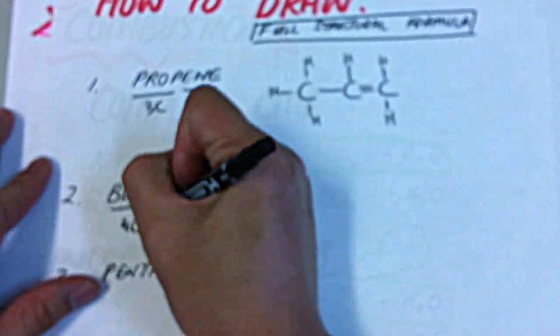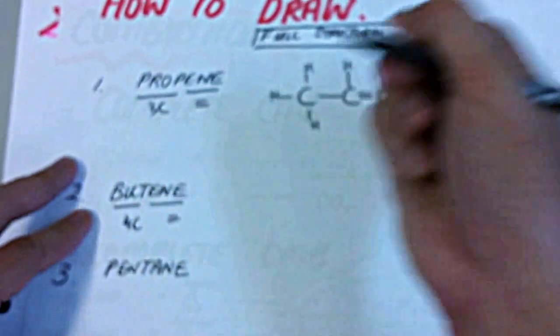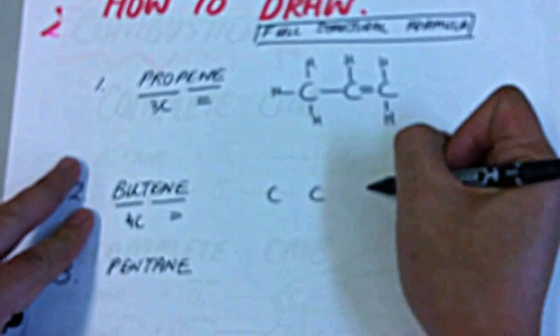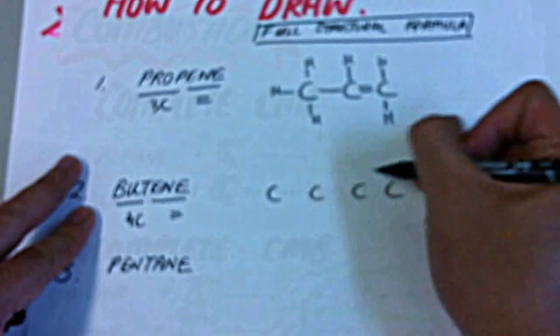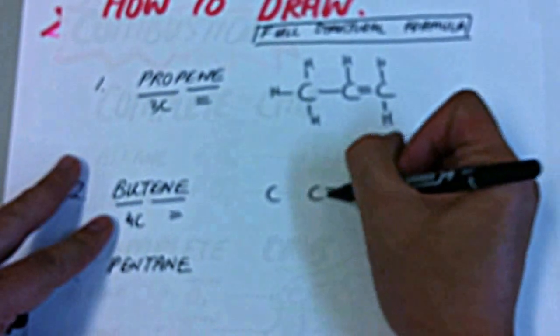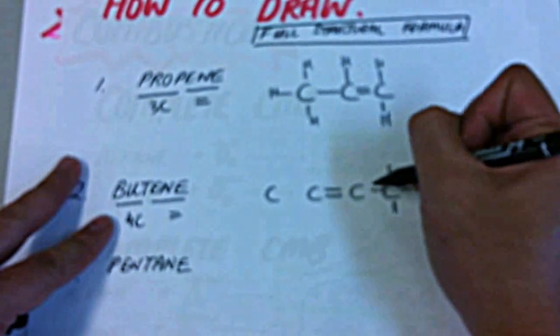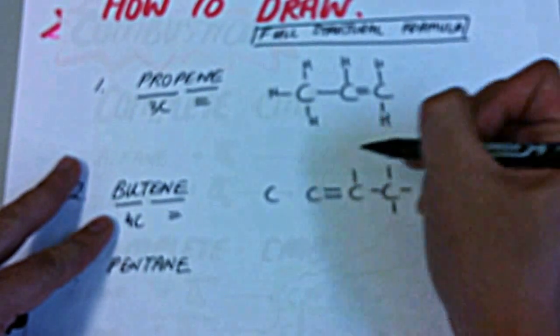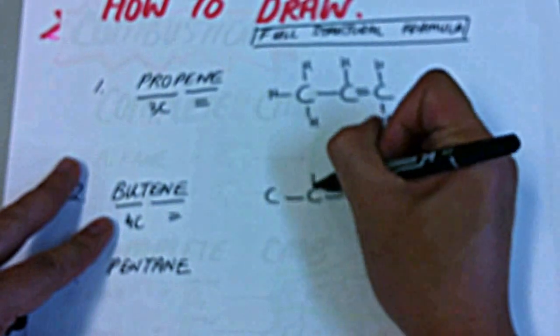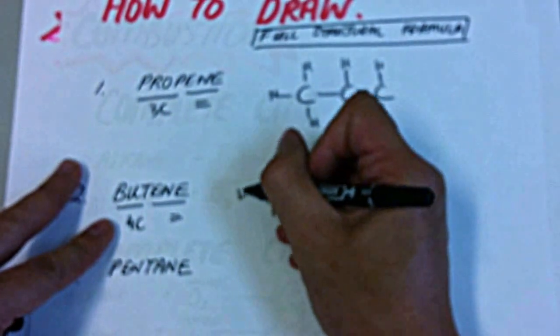Butene. But is 4. Ene is a double bond. So 1, 2, 3, 4. I will decide to put the double bond here now. So let's look. This carbon has 4 lines, and so on for each carbon.